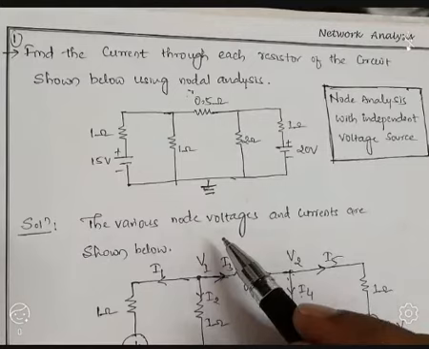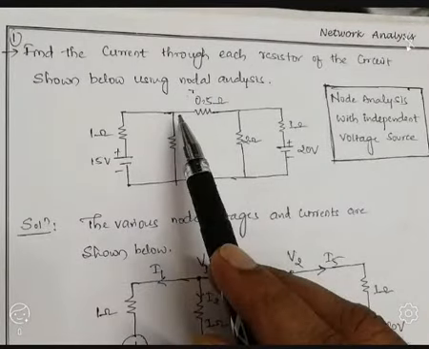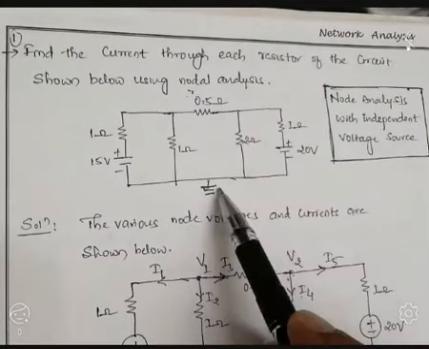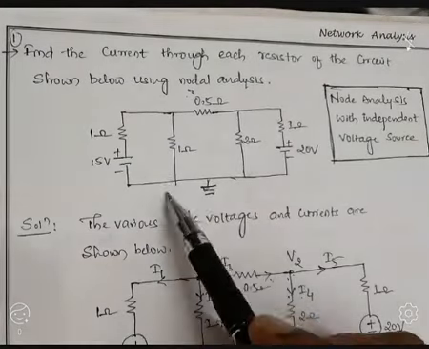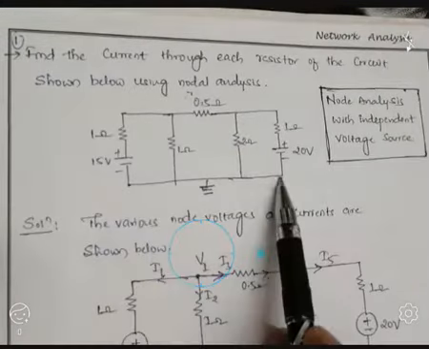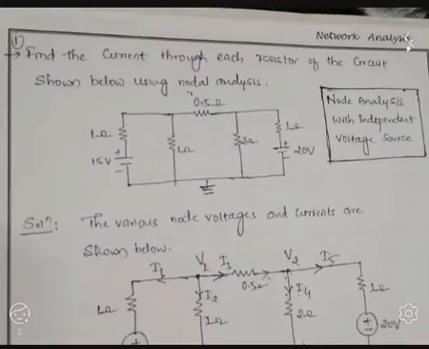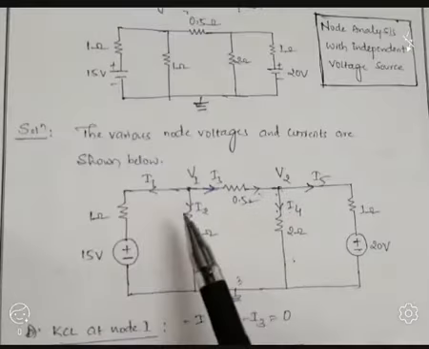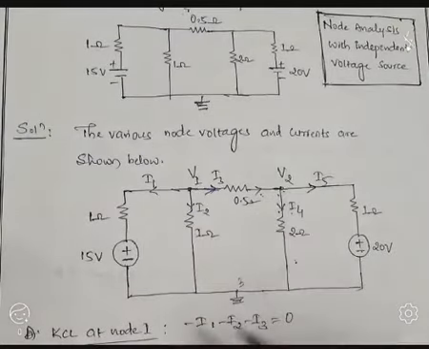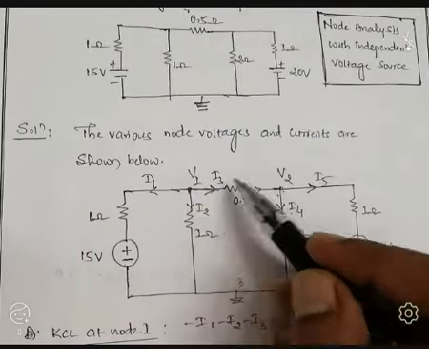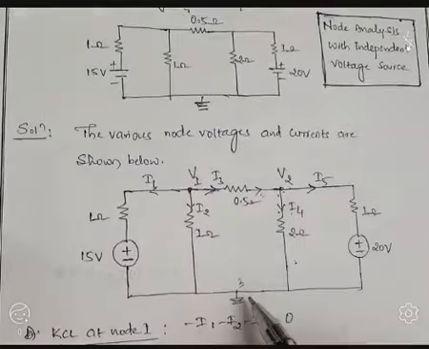There are two nodes present, one here and another one here. This branch is connected to ground and this is connected to ground. All these points below are ground. So we only have two nodes. The ground node we are not considering. First I will indicate the two nodes as V1 and V2, and this is grounded.